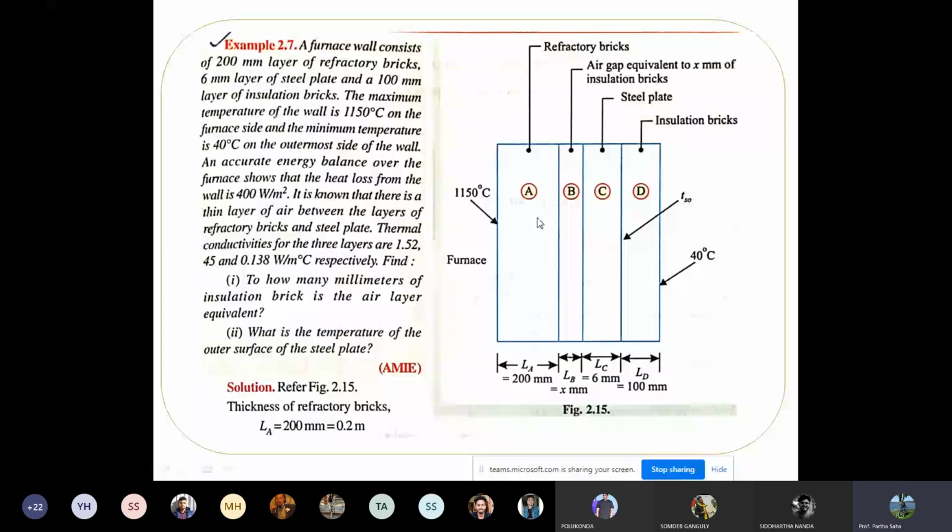Okay, so you can see there are four layers of insulation given. First is the refractory brick, of thickness 200 millimeter. There is an air gap equivalent to X millimeter.